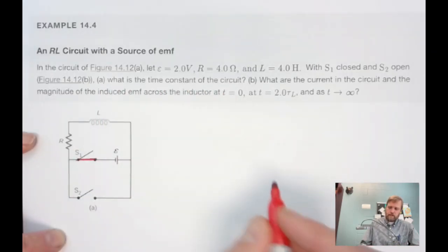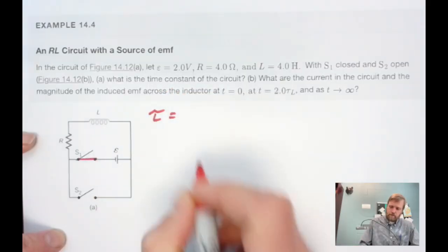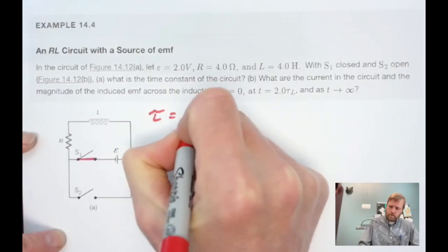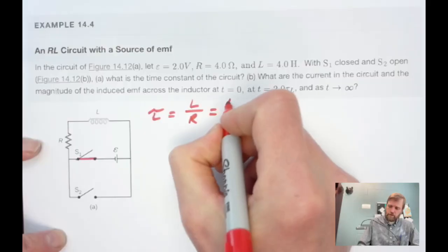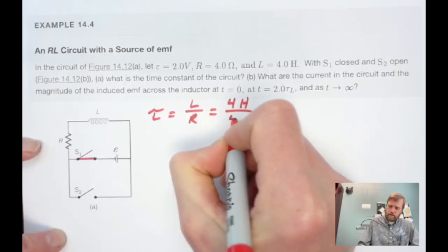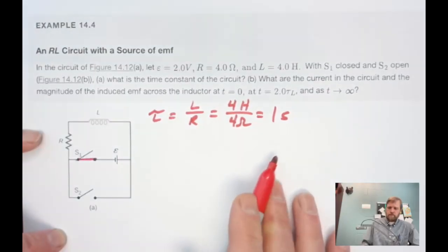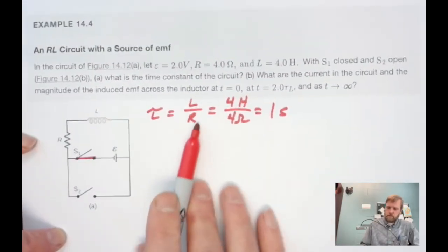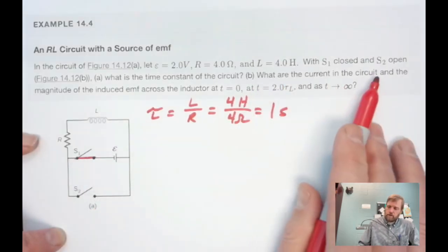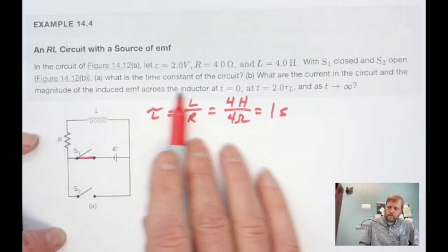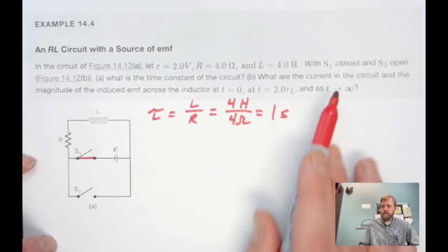Okay, so the time constant, again, we can just set this equal to L over R. And then we look up, we have 4 Henry and 4 ohms, which gives us 1 second. All right, so the time constant is L over R for these RL circuits. What are the current in the circuit and the magnitude of the induced EMF across the inductor at t equals 0, t equals 2 tau, and as t approaches infinity?